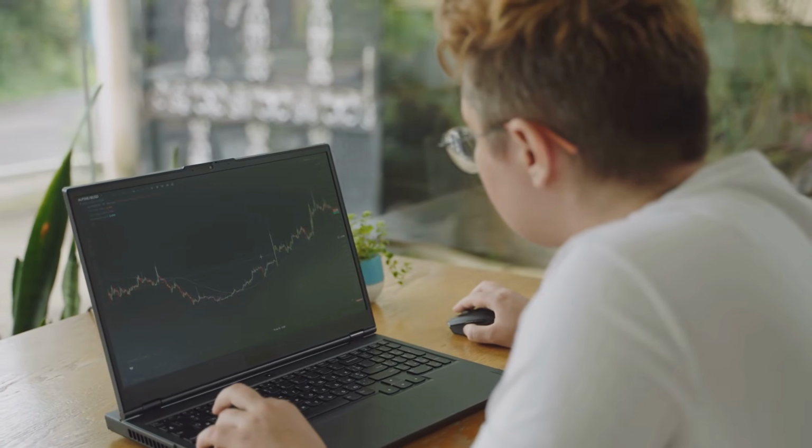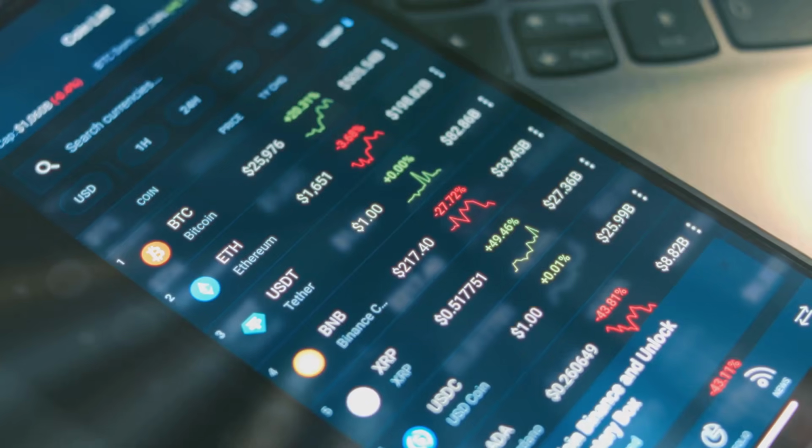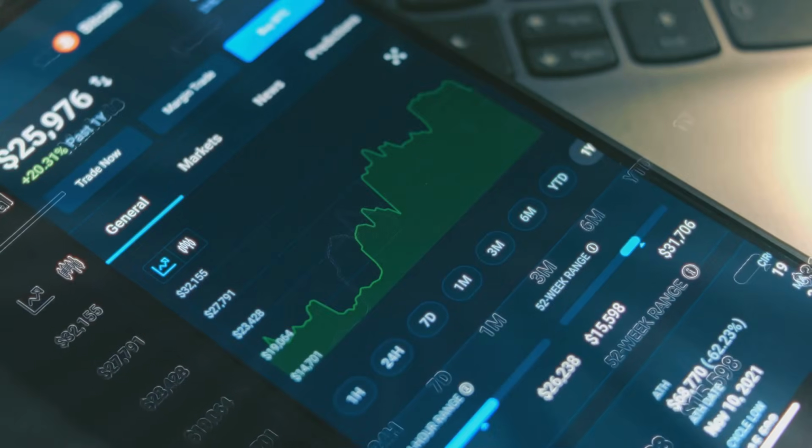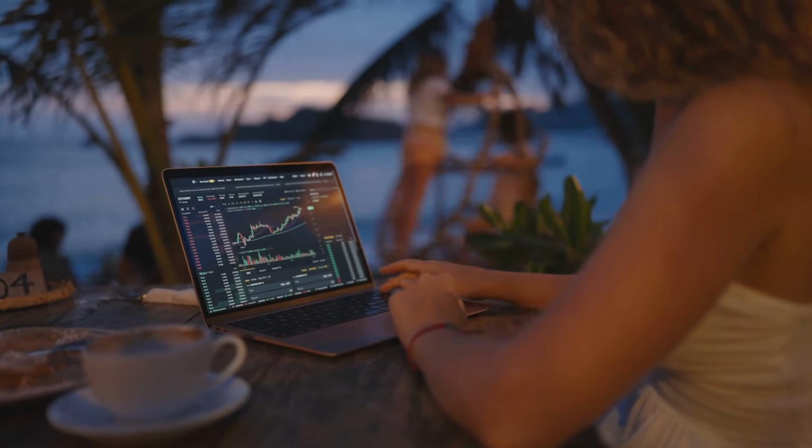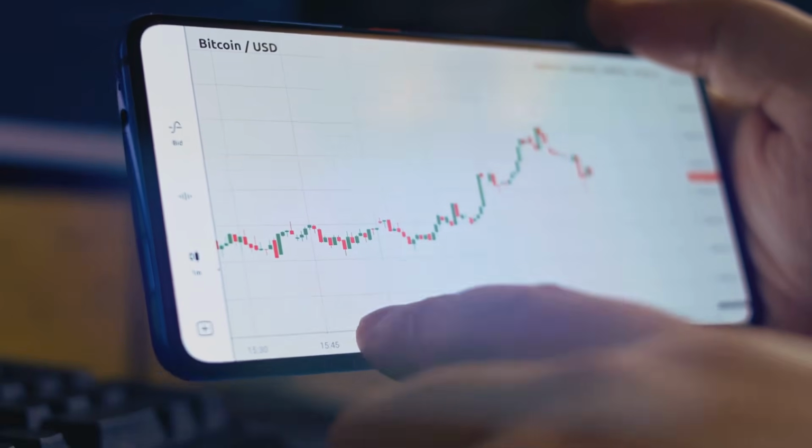You're equipped with tools to conduct your own analysis. This fosters a sense of control and reduces anxiety. Mastering crypto charts is a journey that requires patience and practice. The goal is comprehension, not prediction.